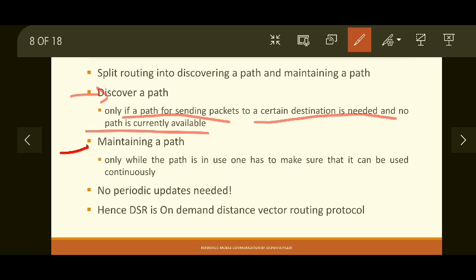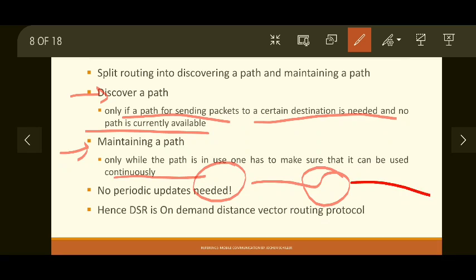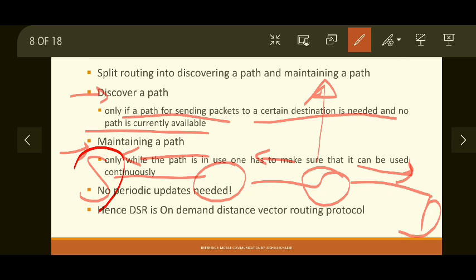Then maintaining a path. Once a path is discovered, it is the job of the source to maintain that path. So when the path is in use, everyone within the path has to make sure that it can be used continuously. So along the path, if intermediate nodes move away, so suppose this is the source, this is the destination, if this node moves away, then it has to inform its neighbors that it is going away from the dedicated path. So the source will know again, and that will find a new path. Okay, so that is maintaining a path.